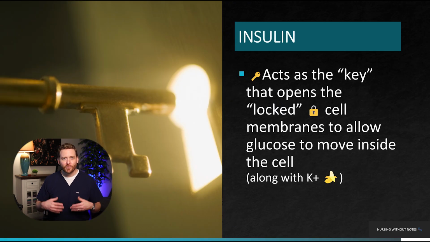To picture how glucose enters a cell, think of it like a lock and key mechanism at the cell membrane. Here, the protein insulin acts as the key that unlocks the cell, allowing glucose to enter. The body's goal is to keep the blood glucose levels within the range of 70 to 110, though these numbers can vary, so always verify the normal limits based on your curriculum or healthcare facility.